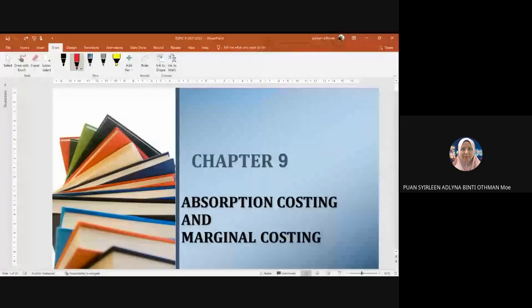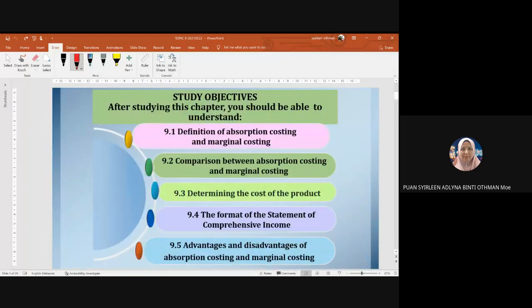Okay, alright. Chapter 9, absorption and marginal. So apa yang kita belajar dalam topik 9? For sure you need to know the definition. And then bila kita dah define, you need to do comparison, kena bezakan. Ada sebab kenapa kita buat costing menggunakan absorption ataupun marginal. Ada sebab tertentu. It's not necessarily setiap company akan buat.